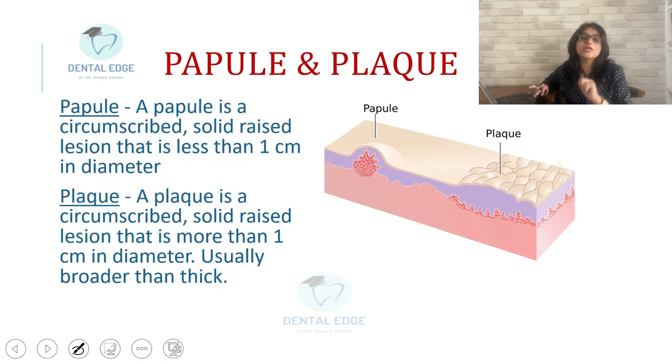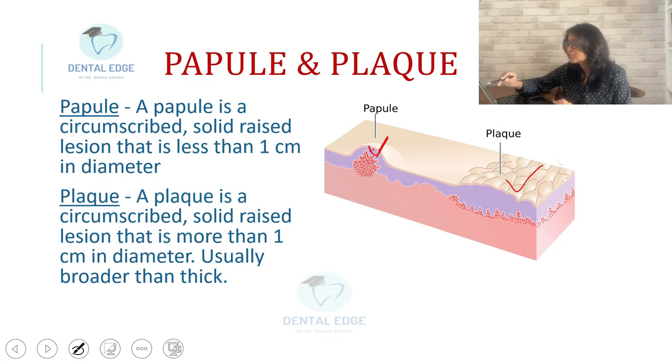We need to know two things, papule and plaque. In various topics, the term will come, papule or plaque. So what is a papule and plaque? They are solid raised lesions. Now, macule and patch were flat lesions, right? But these are raised lesions, solid raised lesions. If this solid raised lesion is less than 1 centimeter, I will call it a papule. If the same solid raised lesion is more than 1 centimeter, I will call it a plaque, right? So a solid raised lesion of less than 1 centimeter is a papule, and a solid raised lesion of more than 1 centimeter is a plaque.